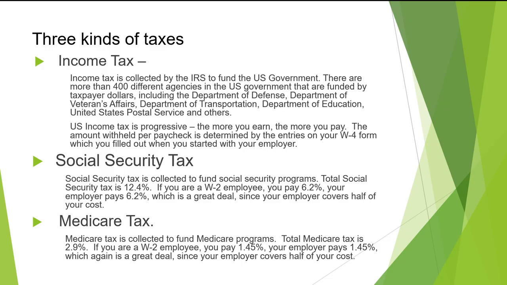Secondly, Social Security tax is a separate bucket as far as the government's concerned. You may have heard that the government has robbed Social Security to pay for things like defense contracts. We're not going to discuss that in this video, we're just going to say Social Security tax is collected to fund Social Security programs. Right? The total Social Security tax is 12.4%. If you are a W-2 employee, you only pay half of that. You pay 6.2%, and your employer covers the other 6.2%, which is a great deal since your employer covers half of your cost, even though you're going to be the only one who gets Social Security when you get old enough to draw it.